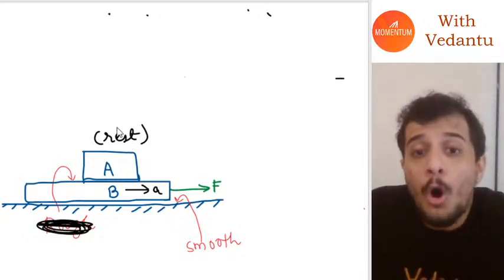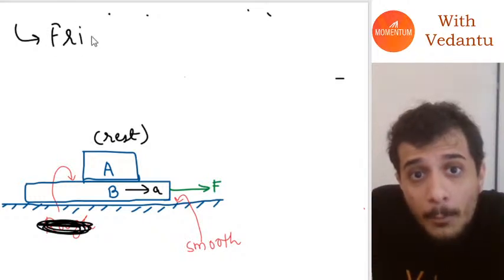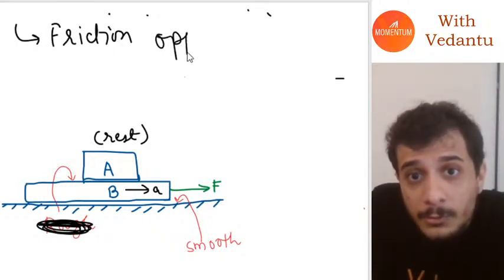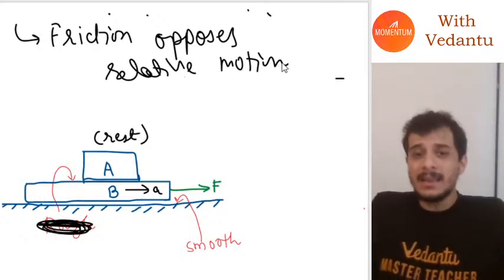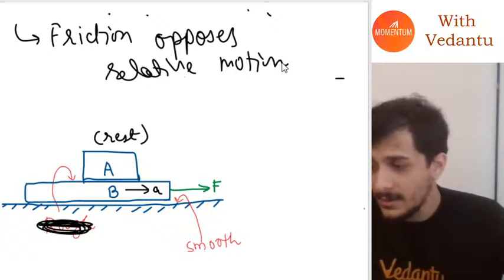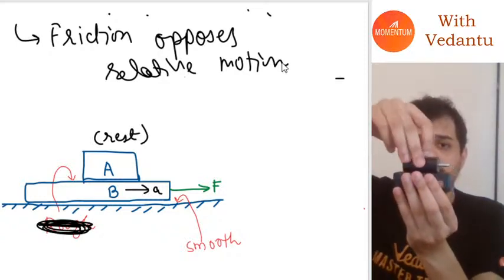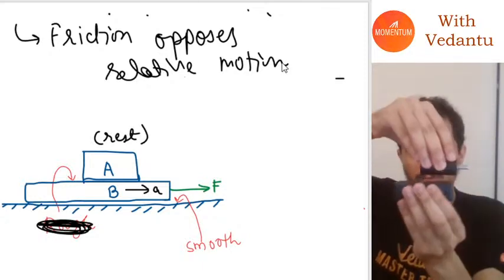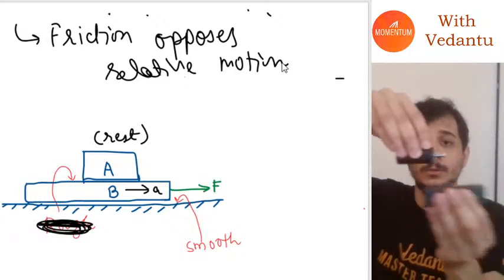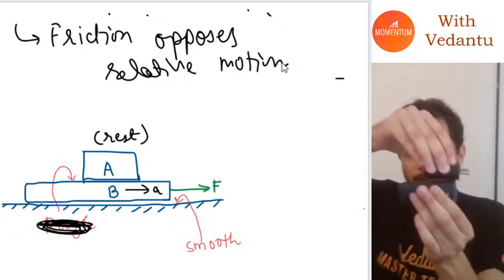Now, friction opposes relative motion. If you see, in this case, the relative motion is that block A is staying there only and block B is moving from below. Friction will oppose this relative motion.